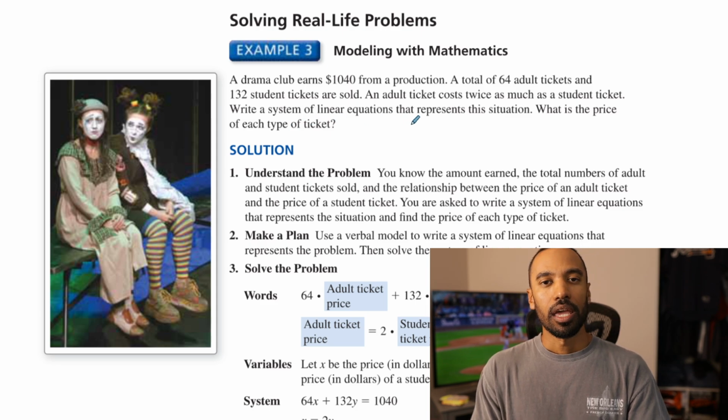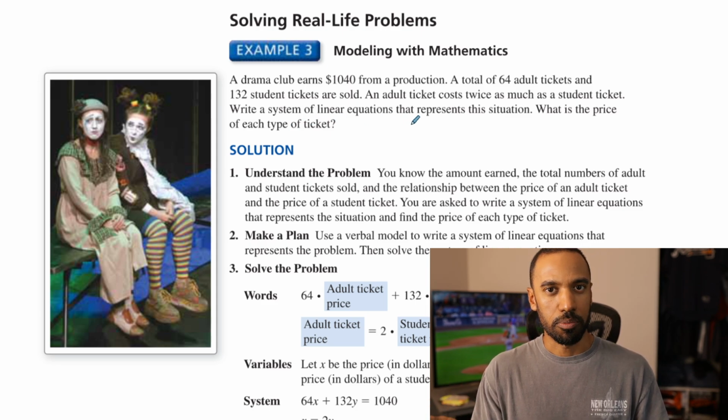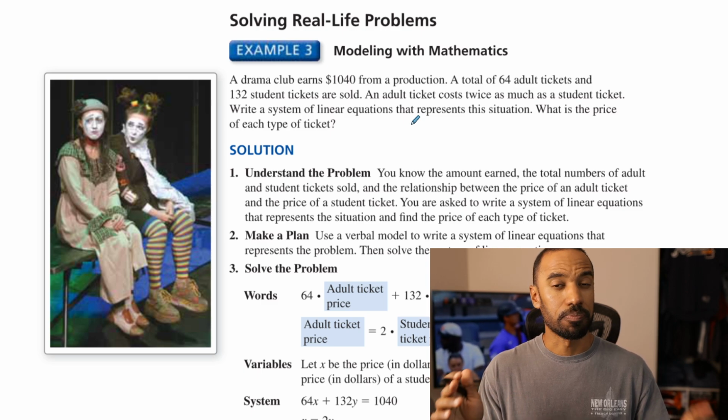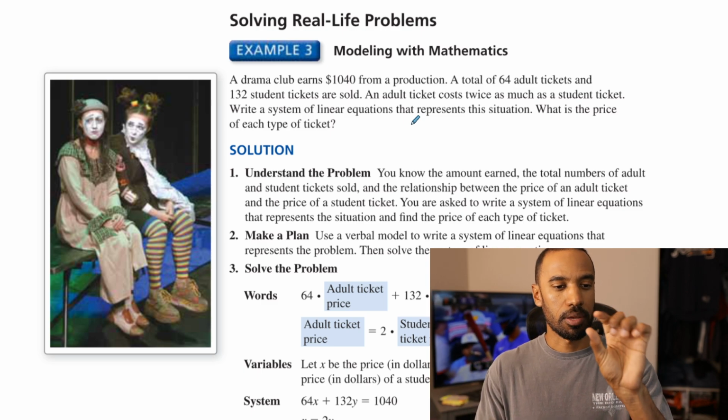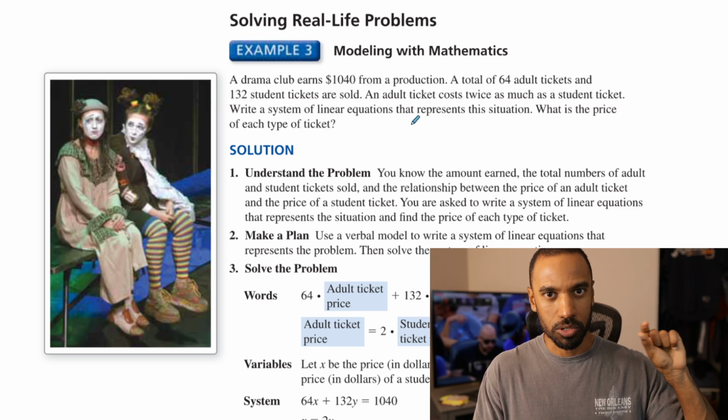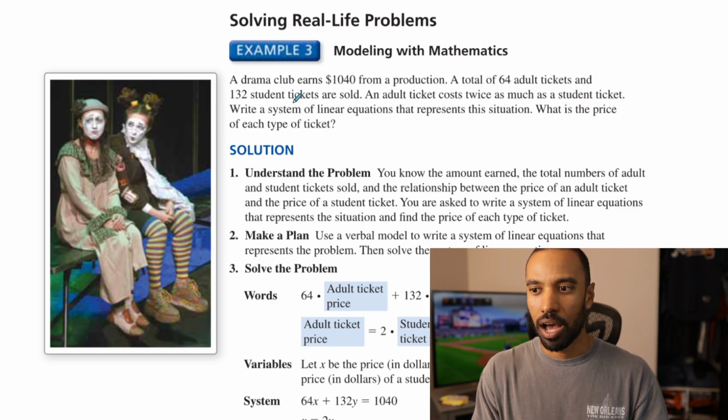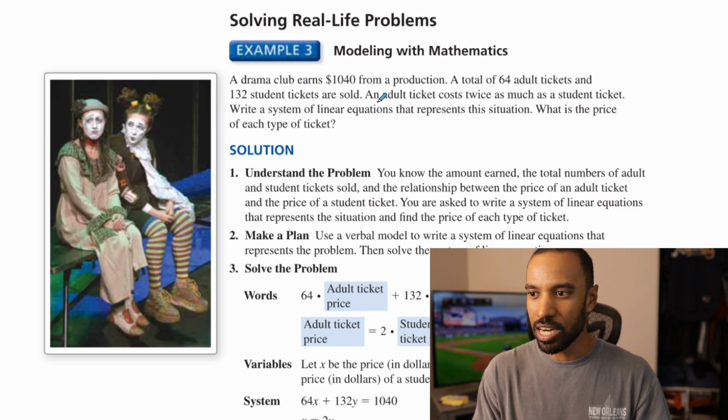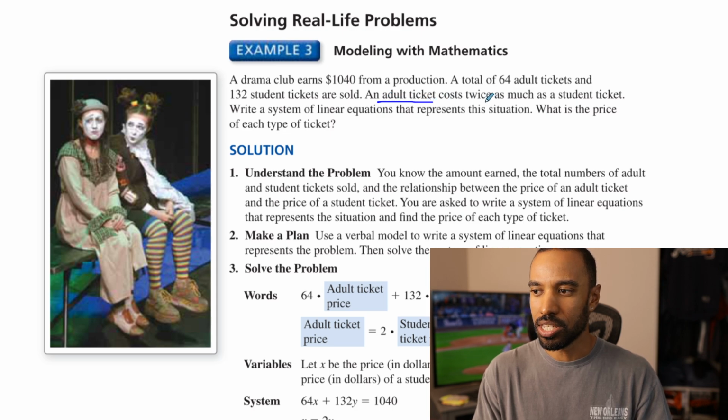Okay. If you did the graphing ones with me, it's the same kind of thing. We're creating our own equations. Now, this time they didn't do something that totals to number of tickets, something that totals to number of costs. They actually did a cost amount, but then they did a comparison one. An adult ticket costs twice as much as a student ticket.